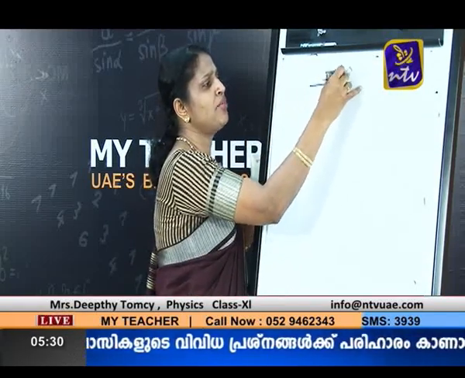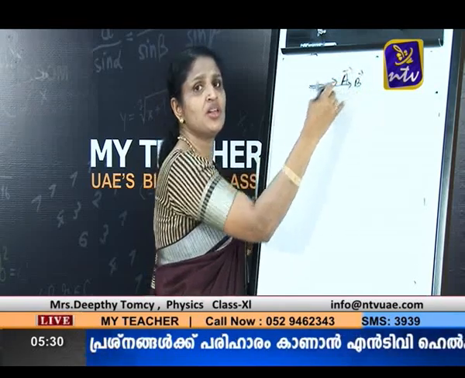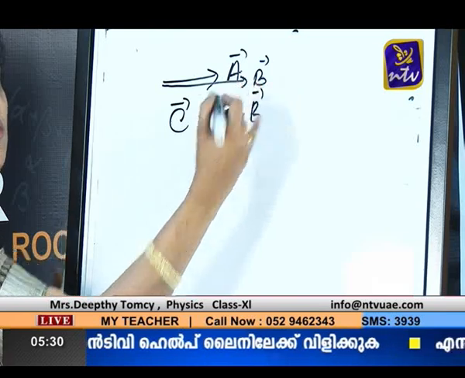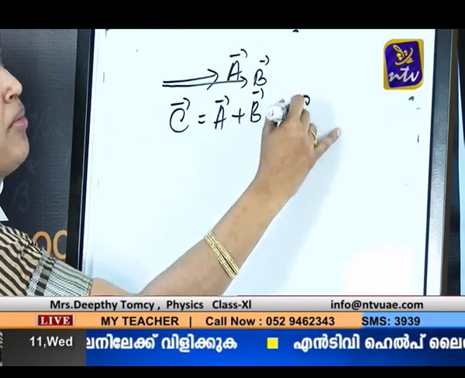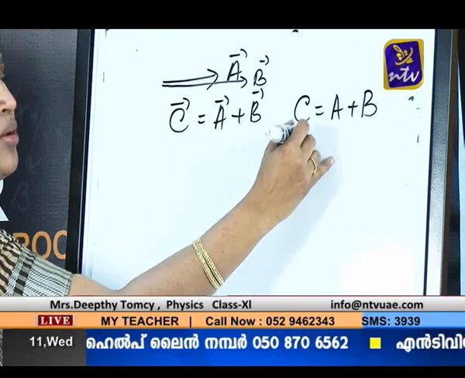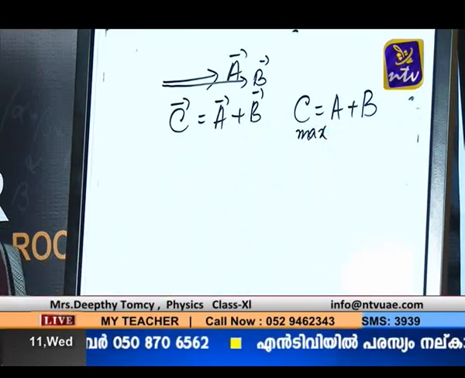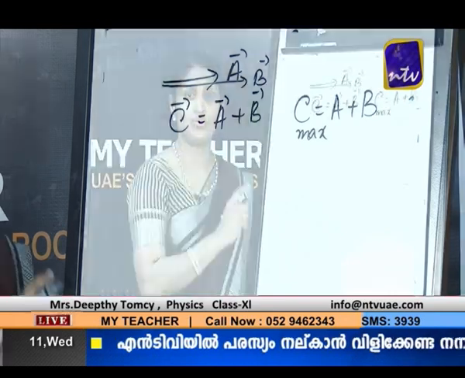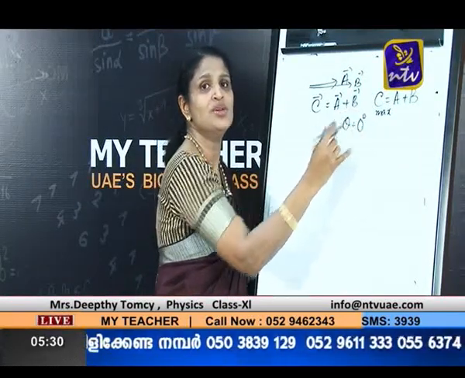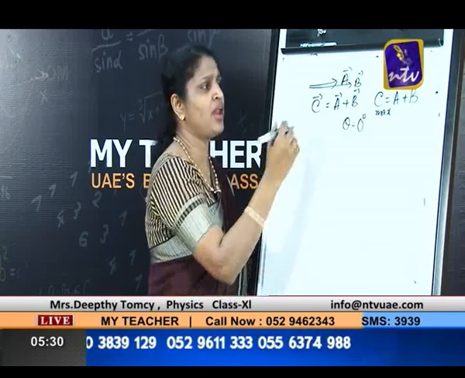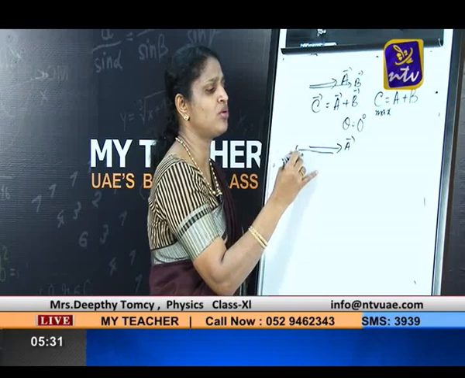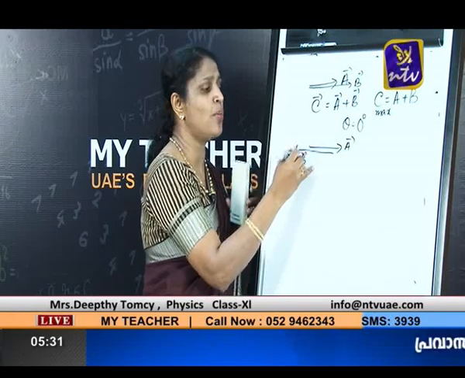If A and B are in the same direction, the resultant vector wise is given by C is equal to A plus B, and magnitude wise it is given by C is equal to A plus B. This is the maximum value of the resultant of two vectors, which happens when the angle between them is equal to 0 degree. And the minimum value of the resultant of two vectors occurs when they act in opposite direction.